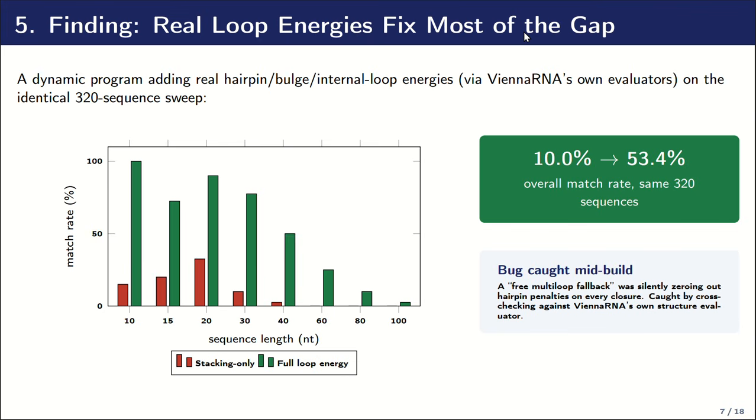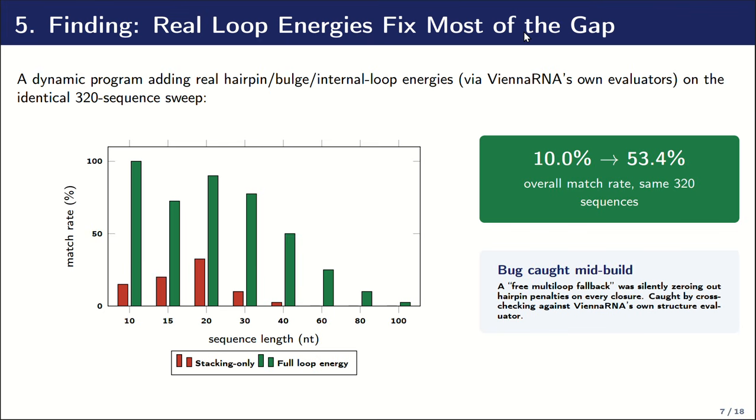So, the obvious next step: add hairpin loop energy, the thermodynamic penalty for the loop at the tip of a hairpin. I built a dynamic program using ViennaRNA's own loop energy evaluators, ran the identical 320 sequence test, and match rate went from 10% to 53.4%. Real, substantial improvement.